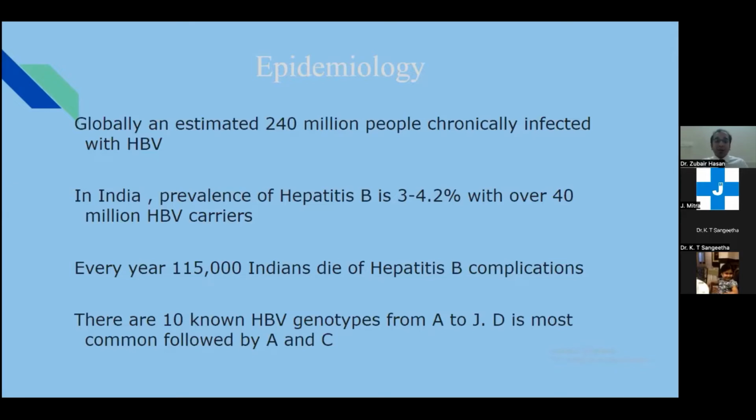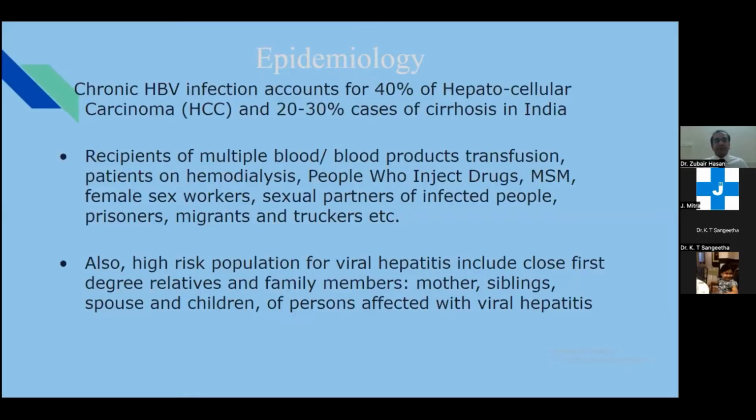There are 10 known HBV genotypes, A to J. D is the most common, followed by A and C. So, coming to this infection, about 40% of patients with chronic HBV go on to hepatocellular carcinoma, and 20 to 30% of cases die of cirrhosis in India.